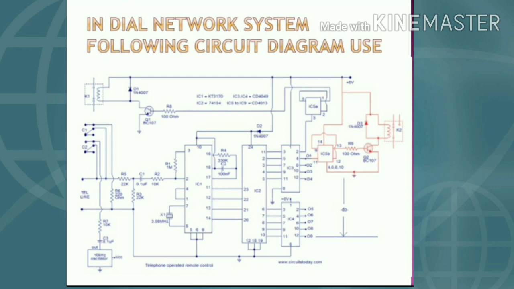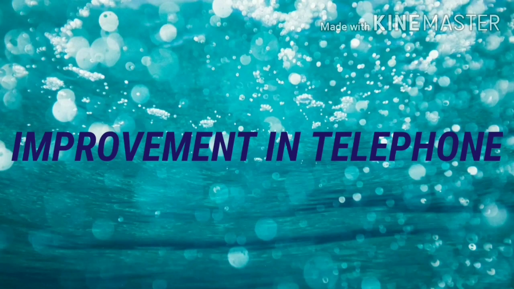Now, what is the use of the flip-flop circuit in this telephone? Guys, we know that in a digital telephone there is an option for saving numbers. So the flip-flop is used there to save the number, and when we dial that number, in that case also the flip-flop circuit is used. At last, I would like to tell you that day by day, the simple telephone is converted into an analog telephone, and the analog telephone is converted into a digital telephone.